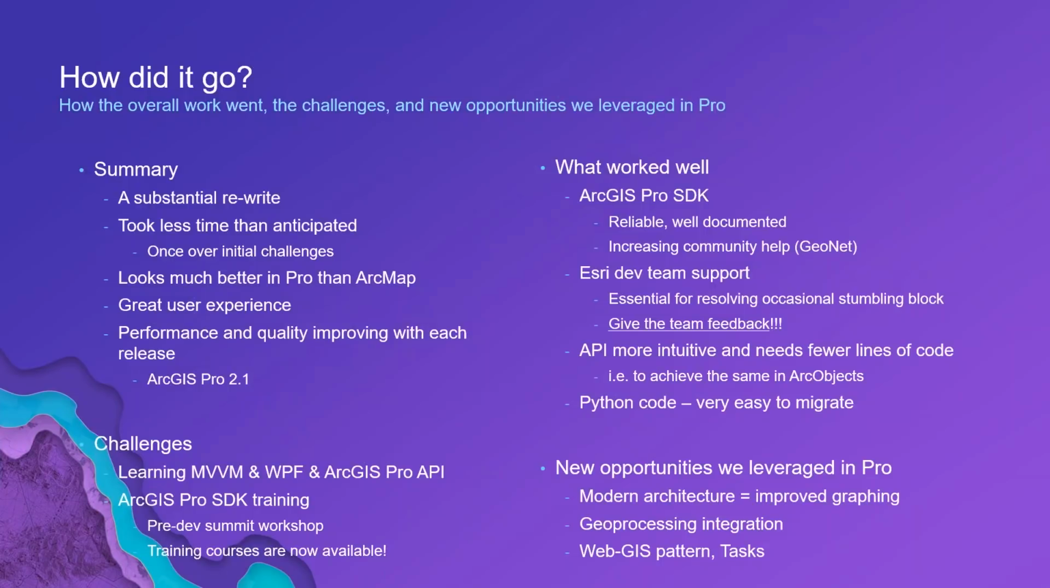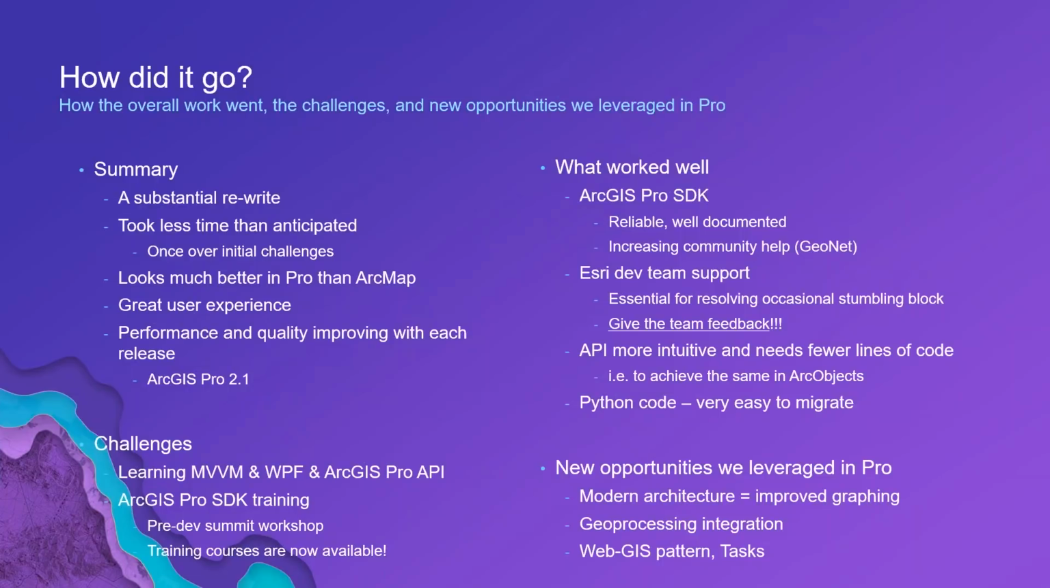And we specifically targeted ArcGIS Pro at 2.1 because we felt there was going to be enough feature parity there with what our customers are expecting from ArcMap. So really, ArcGIS Pro 2.1, we feel, is ready to go.